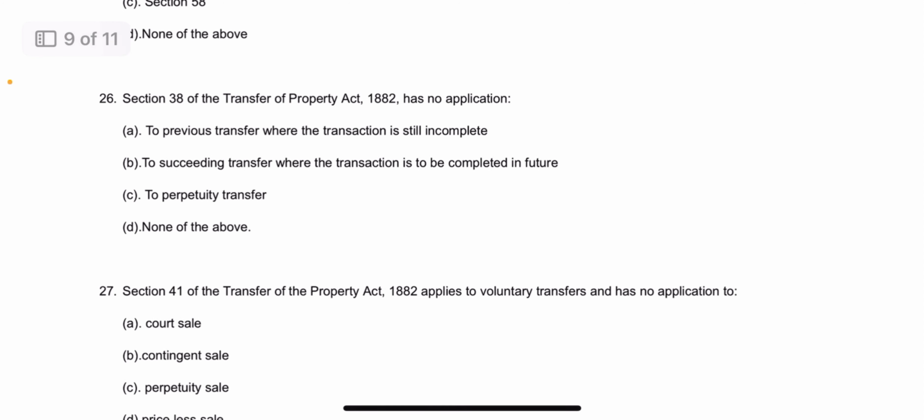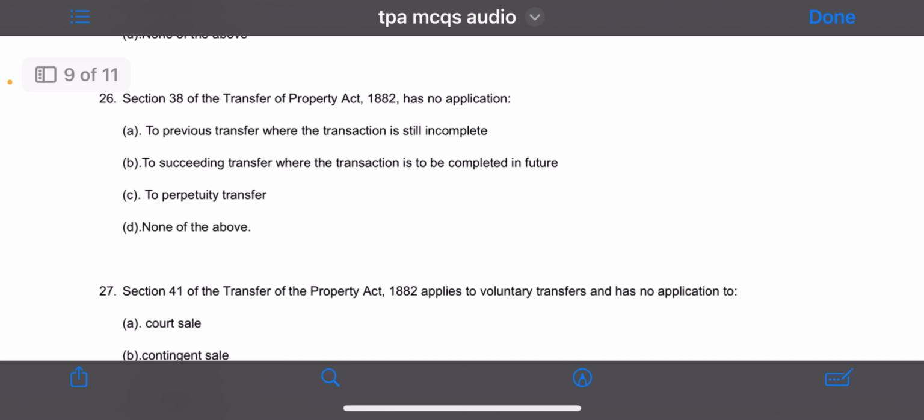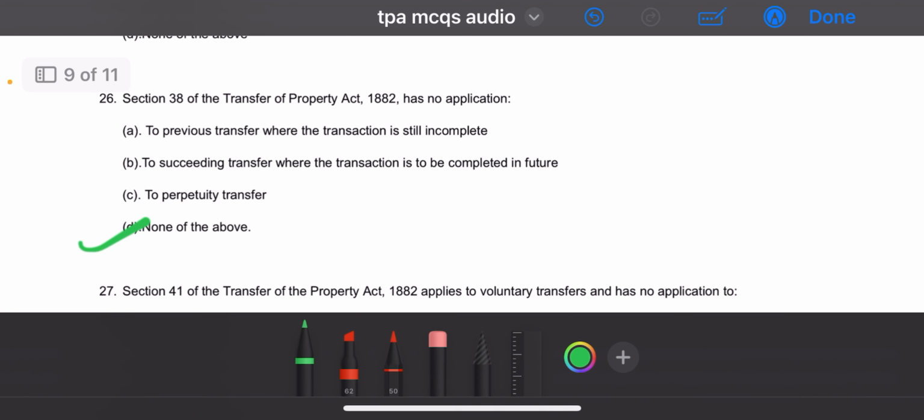The next question is Section 38 of the Transfer of Property Act 1882 has no application. Options are A, to previous transfer where the transaction is still incomplete, B, to succeeding transfer where the transaction is to be completed in future, C, to perpetuity transfer, D, none of the above. So the correct answer is D, none of the above.